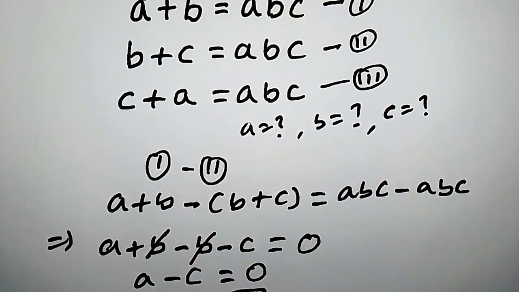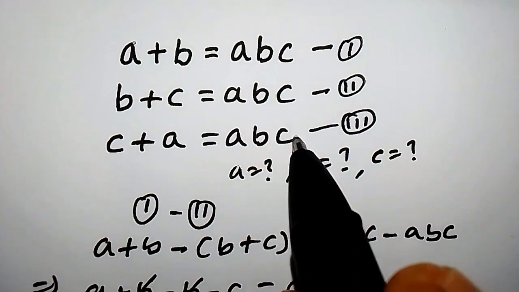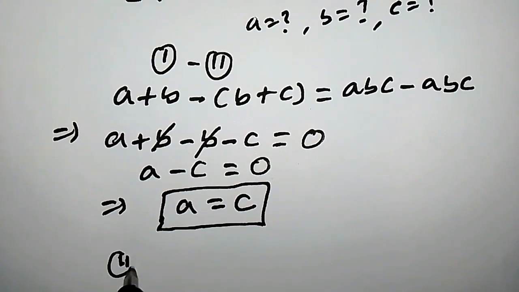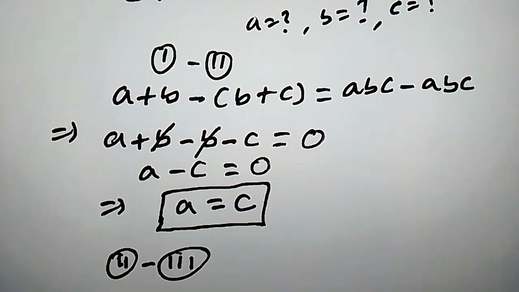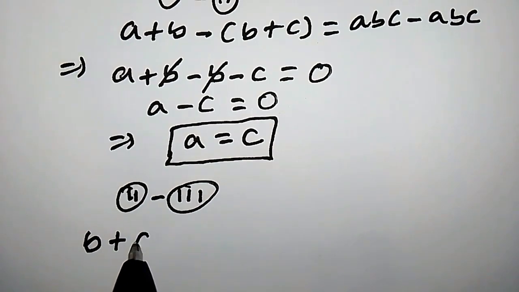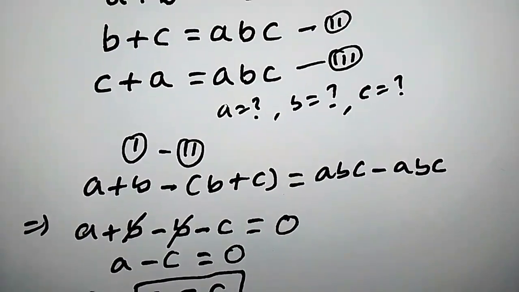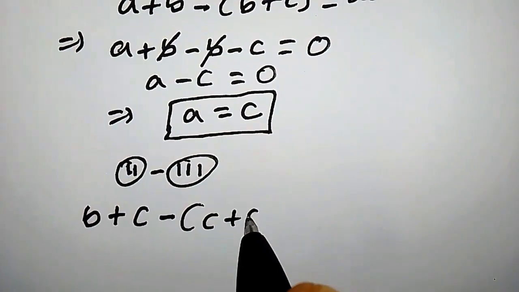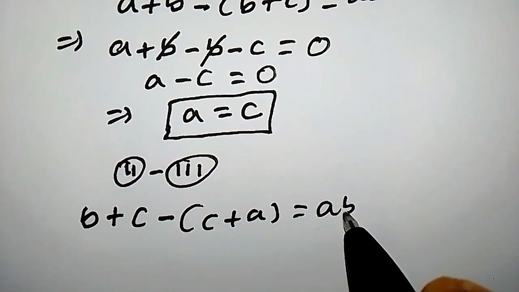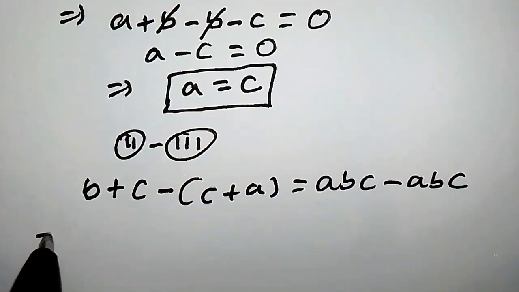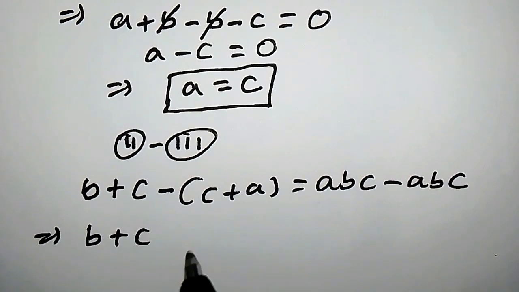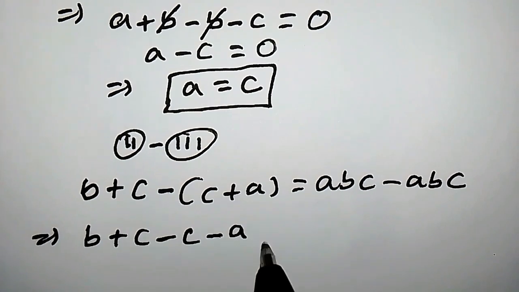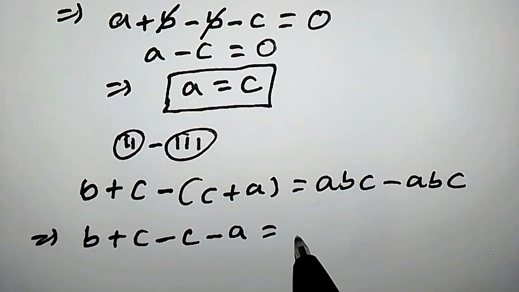The second thing we are going to do is to subtract equation 3 from equation 2. Doing that, we have equation 2 minus equation 3. So we're going to have B plus C minus the left hand side of equation 3, C plus A, equal to ABC minus ABC. This means that B plus C minus C, that is minus C, minus times plus, that is minus A, equal to ABC minus ABC, that is 0.